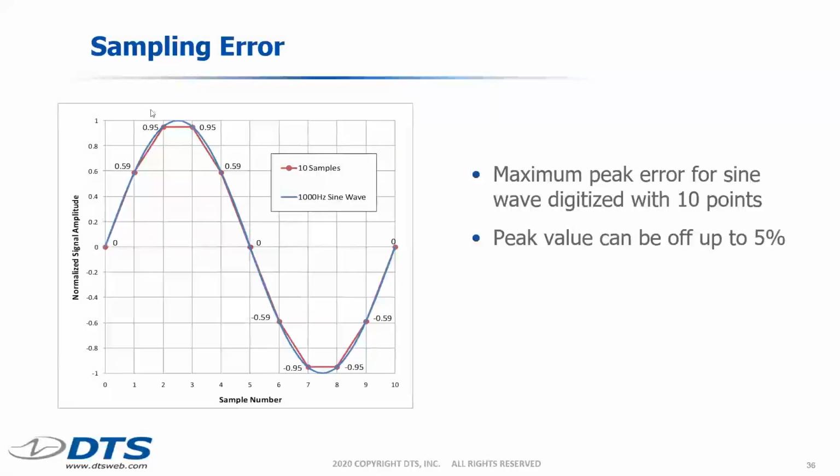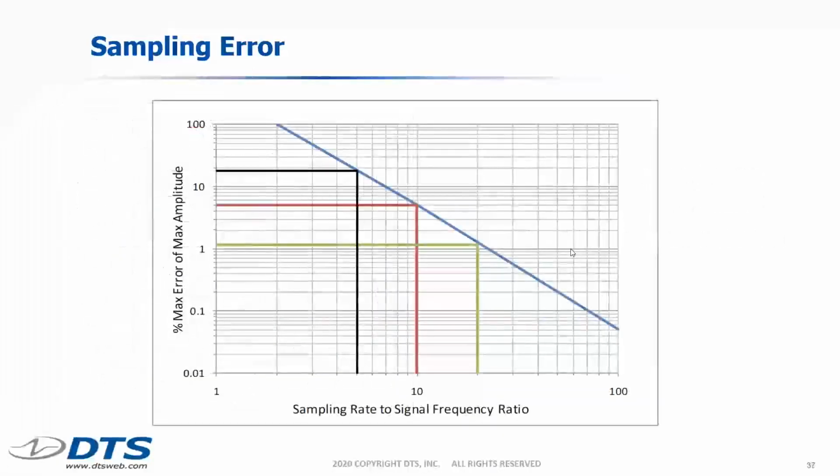If we look at a sine wave sampled with 10 data points, you can see that it is possible to miss the peak value by up to 5%, depending on how the timing aligns or doesn't align. When we're sampling data, we have no control over when the signals will come into the sampling process. And so we will have some variable distortion, and again, that is what we refer to as sampling error.